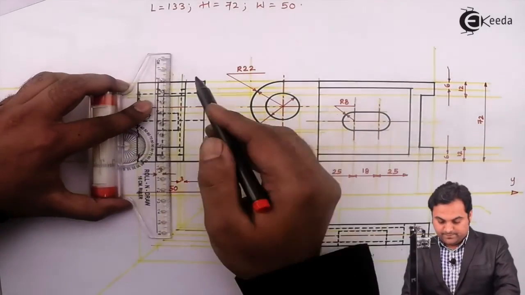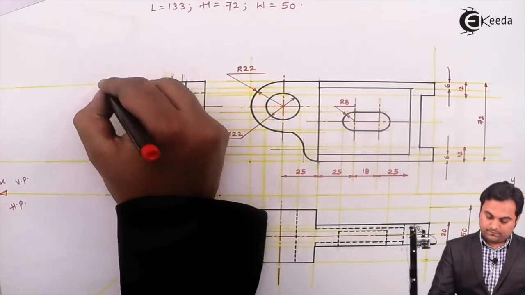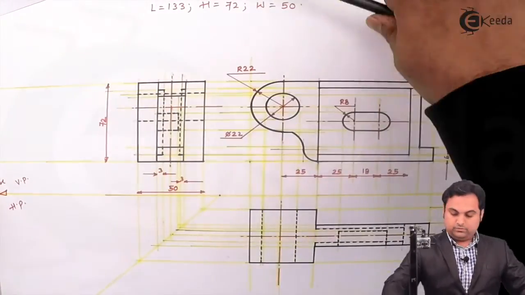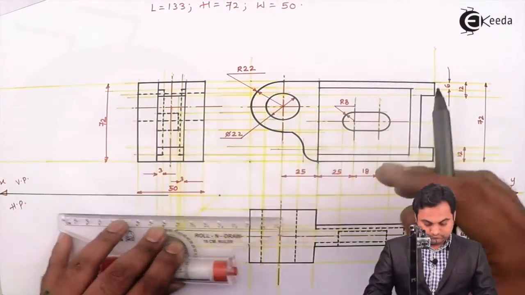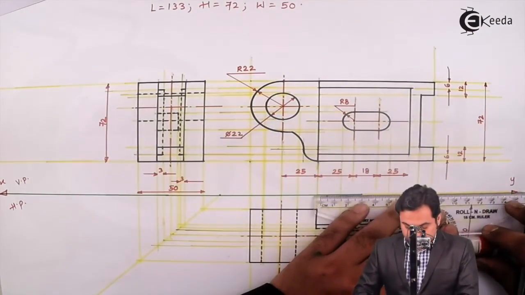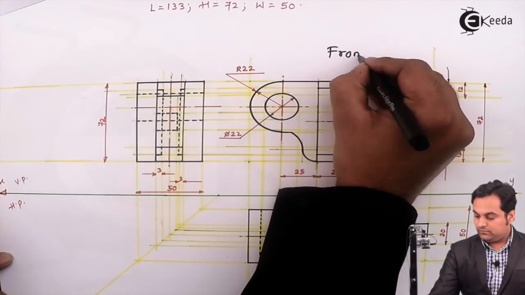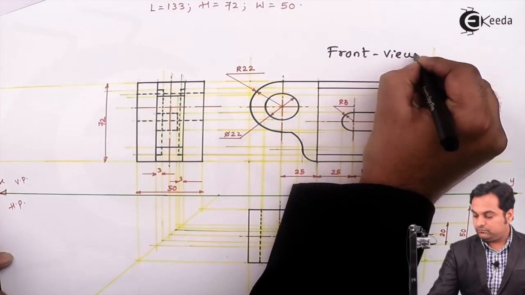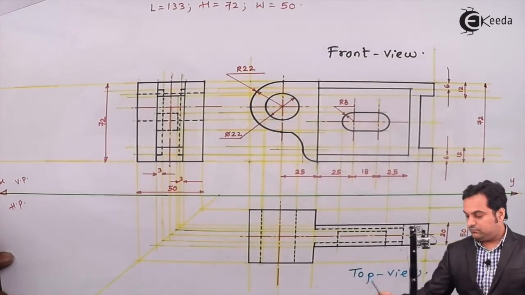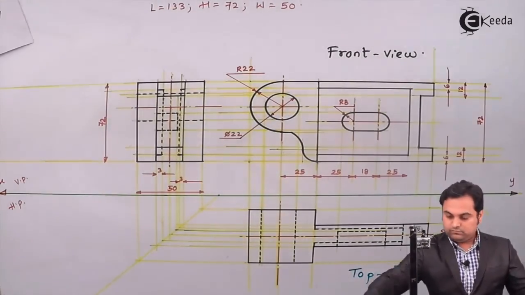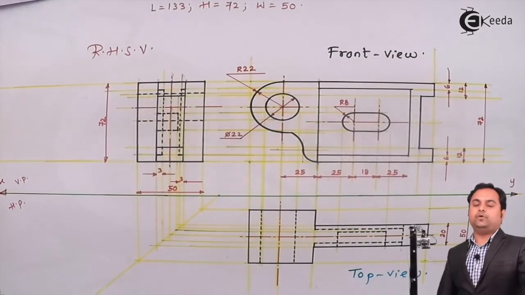Total width is 50 mm. Total height is 72 mm. So here is the front view. This is top view. Right hand side view. And with this, the problem is completed.